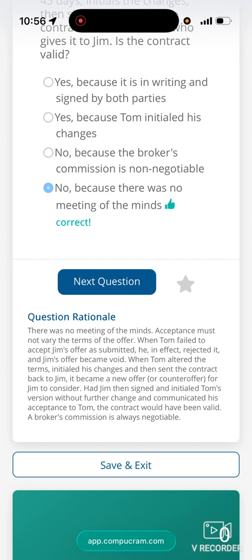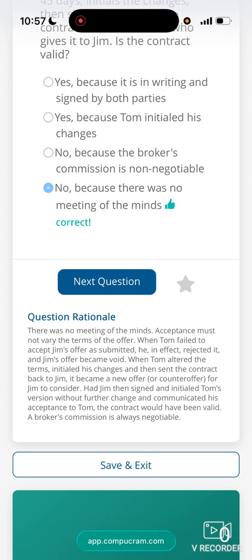When Tom failed to accept Jim's offer as submitted, he in effect rejected it, and Jim's offer became void. When Tom altered the terms, initialed his changes, and then sent the contract back to Jim, it became a new offer, a counteroffer, for Jim to consider. Had Jim then signed and initialed Tom's version without further change and communicated his acceptance to Tom, the contract would have been valid.